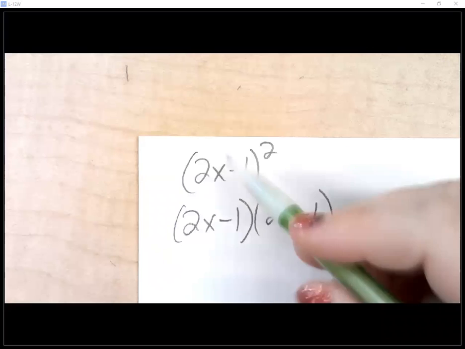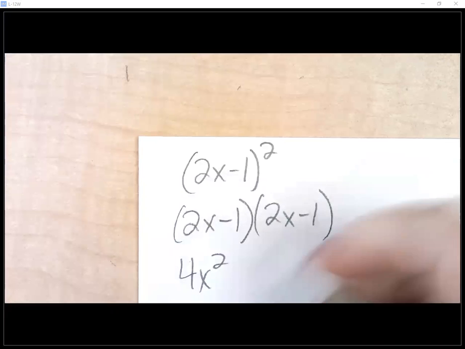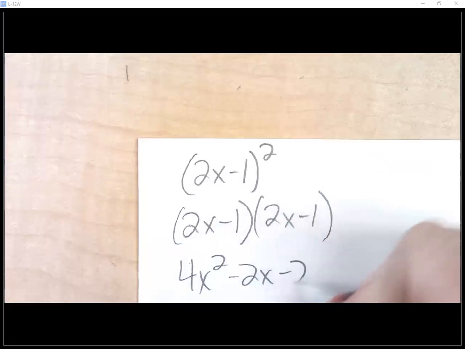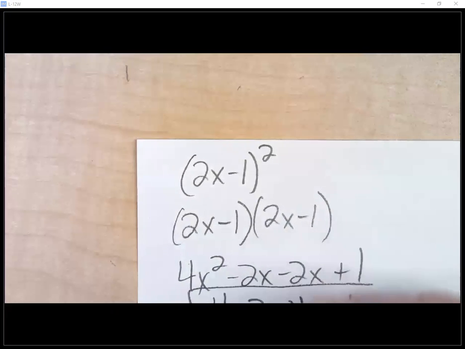You have to FOIL. So 4x squared minus 2x plus 1. So your correct final answer should be that. Did you get it? Oh, sorry. Can't even see it. There it is.